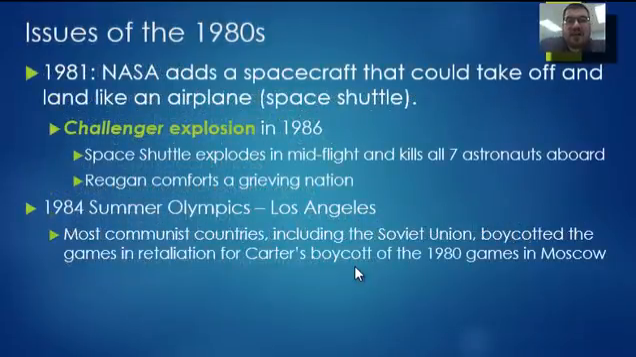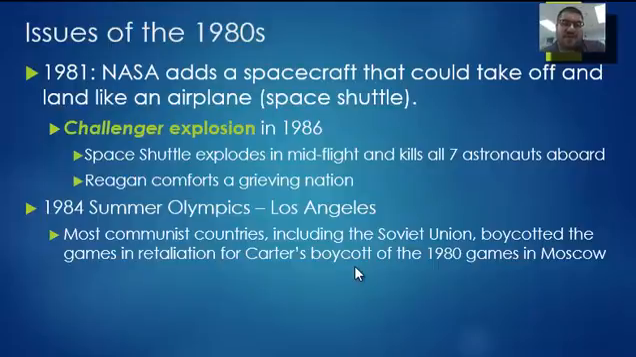In 1981, NASA doesn't just shoot rockets and then have one piece of it come back. They add a spacecraft to their inventory that can take off and land like an airplane. It was called the Space Shuttle. One took off in 1986 and exploded in mid-takeoff and kills all 7 astronauts aboard. It was a very, very trying time, but Reagan gave a speech that night that comforted the grieving nation.